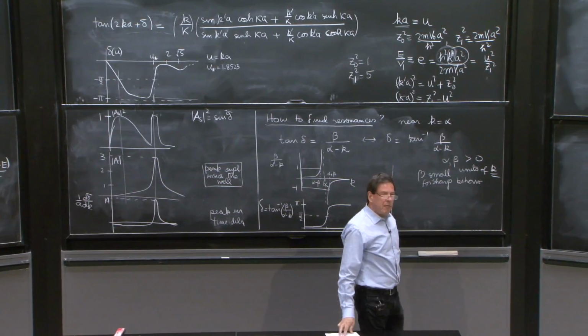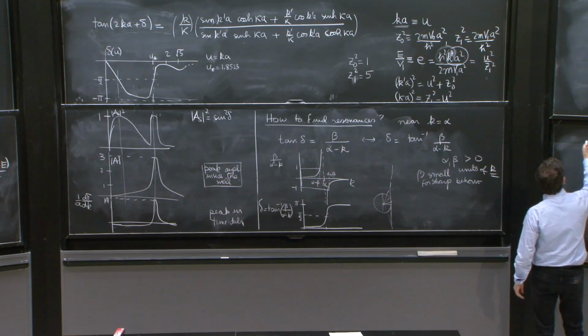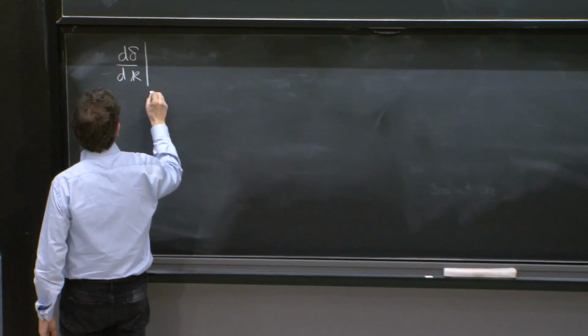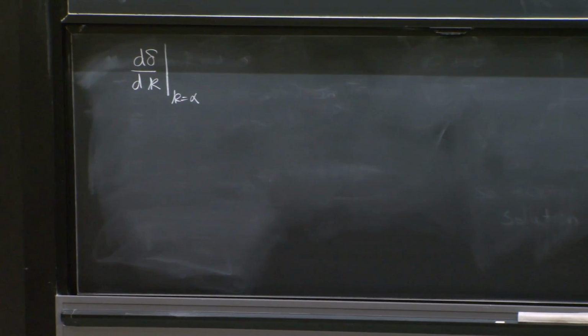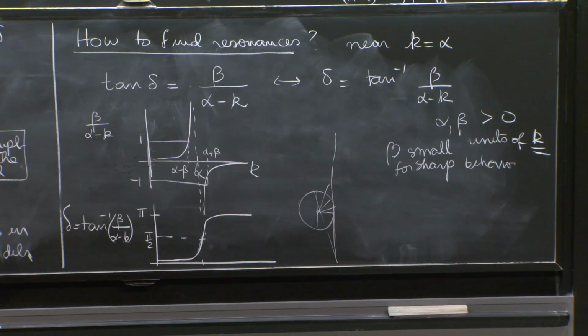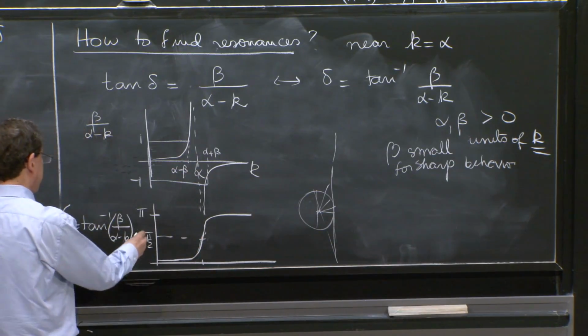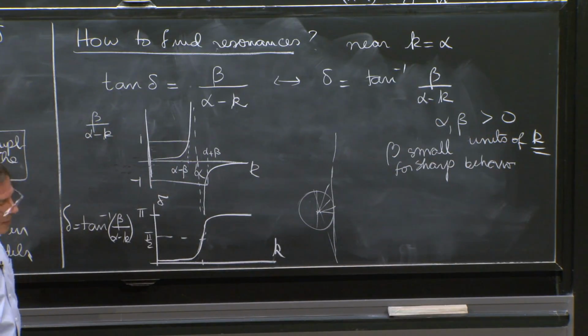I can do a couple of calculations. For example, I can compute what is v delta vk at k equals alpha. That should be a nice quantity. It is the derivative of the phase at the resonance, at the position alpha of the resonance. So here is delta, here is k, and there's the derivative of this k.